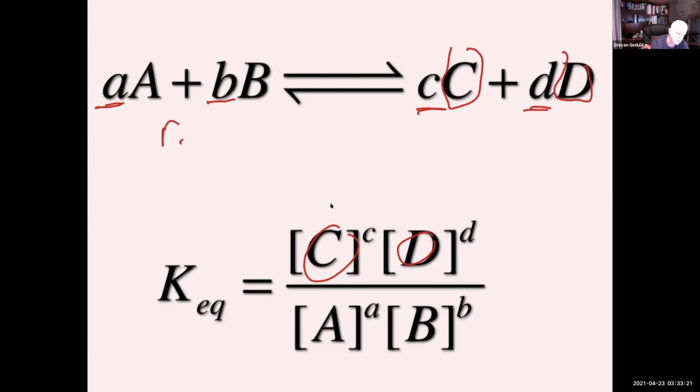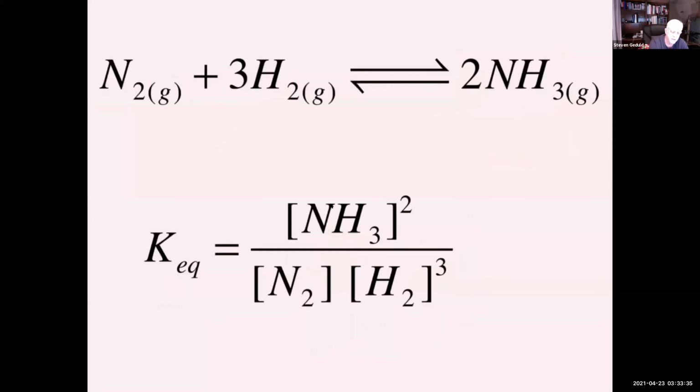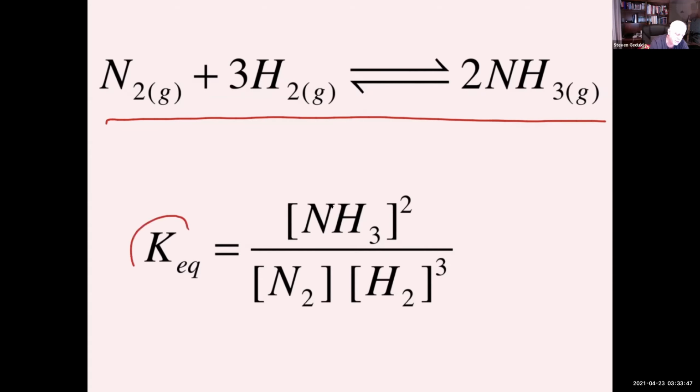These are your reactants, and these are your products. So it's products over reactants, and each one of those is raised to the number that was used to balance the equation. That's it. Okay, so here's our equation. This is nitrogen combined with hydrogen to form ammonia. That equation is balanced. There's 2 nitrogens on the left, 2 on the right, 6 hydrogens on the left, 6 hydrogens on the right. So our K equilibrium constant is our product, which is NH3.